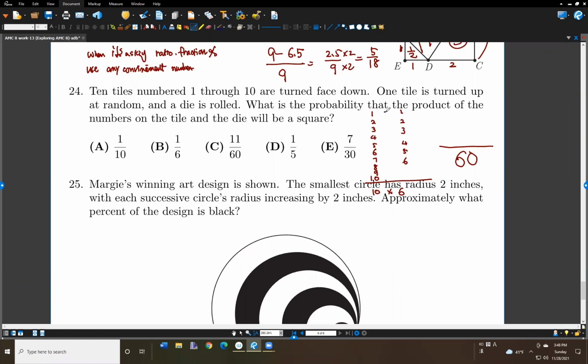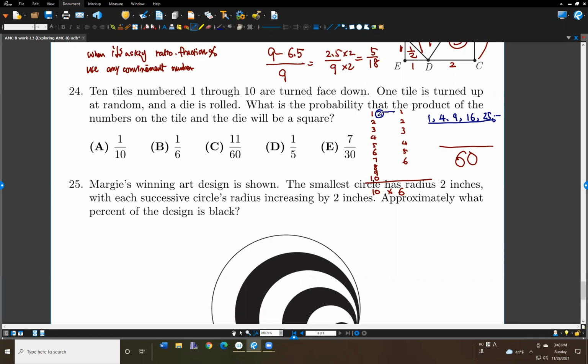1 times 1, 1. Okay? 1 is a square number. 4 is a square number. 9 is a square number. 16 is a square number. And 25 is a square number. So with this one, how many square numbers are here? 1 times 1. 1 times 4. Yeah, there is 4. That's it. With these numbers, there are 2 square numbers. 1 and 4.